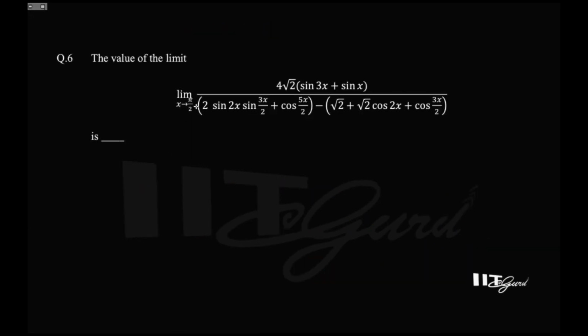Now limit x tends to pi by 2 of 4 root 2 times (sine 3x plus sine x) over the given denominator. Here you apply the CD formula and then go ahead. If you check for pi by 2, you will find that it is an indeterminate form. So apply the CD formula directly to reduce this entire expression. Let me write limit x tends to pi by 2, 4 root 2.